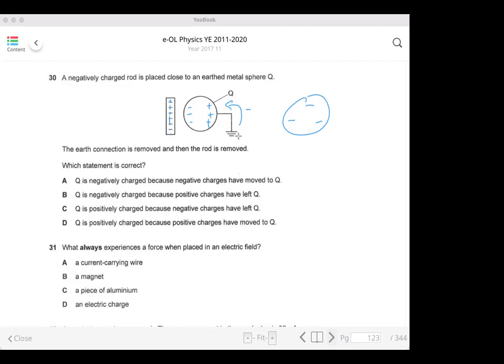Okay, number 31. What always experiences a force when placed in an electric field? The answer for this, no need to explain. The answer is D. So for these two questions, the answers are C and D. An electric field is where an electric charge experiences a force. So 31 is just the definition. There's nothing much for me to explain. So let me go on to the next question.